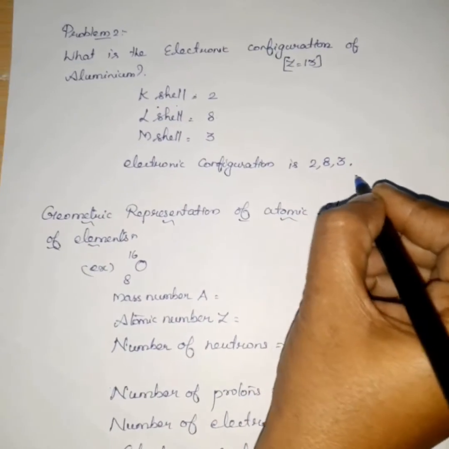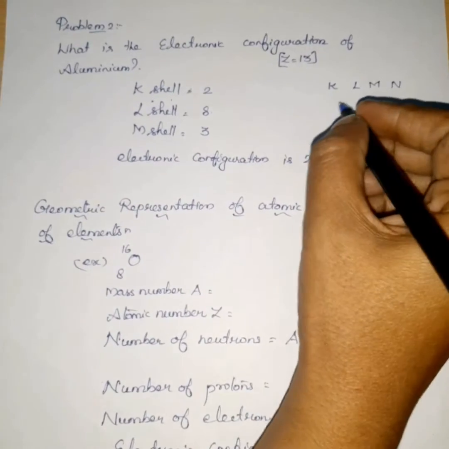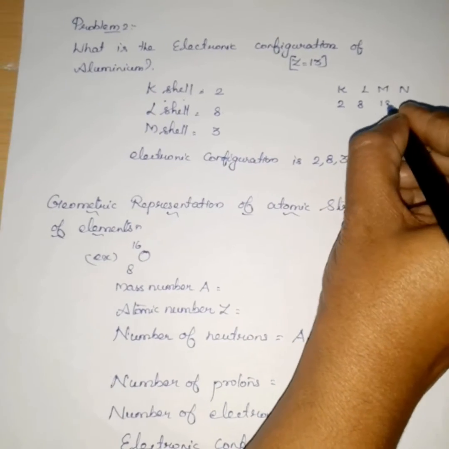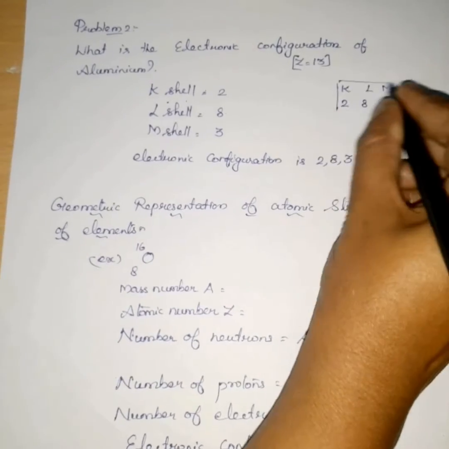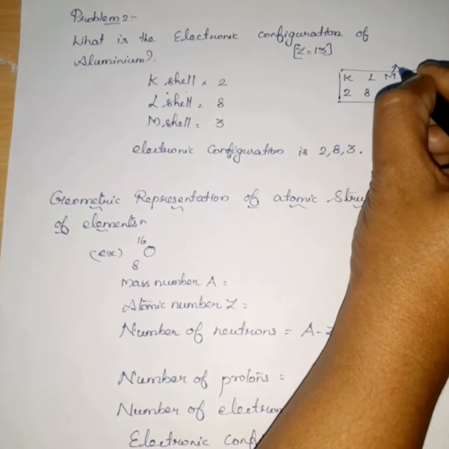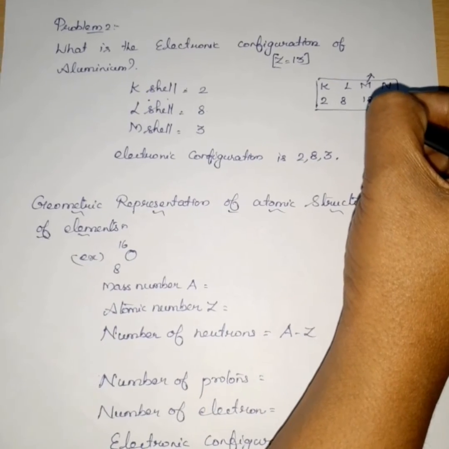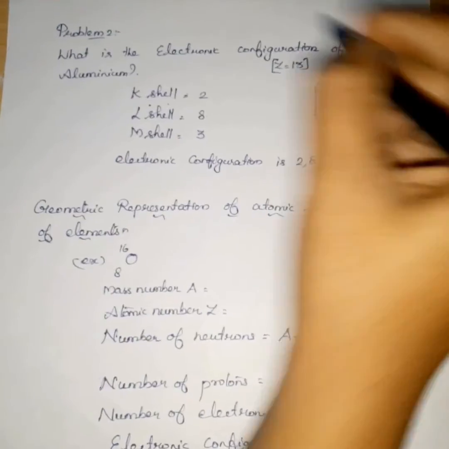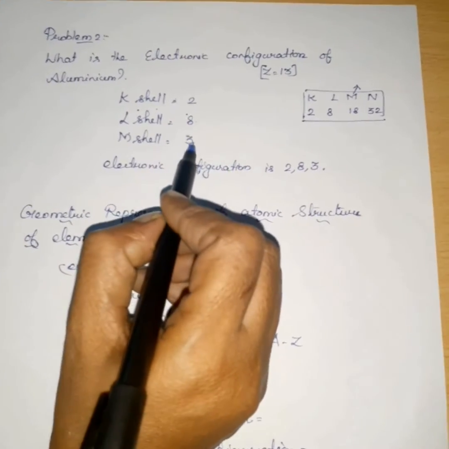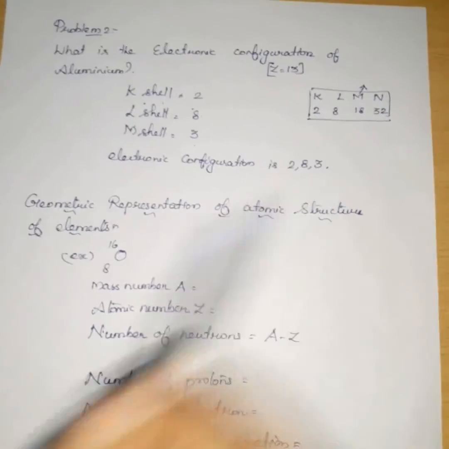2, 8, 3, because K, L, M, N. The K shell is 2, next one 8, next one 18 and 32, as you are studying. Here in the third shell, M shell only, very important: the outermost shell of an atom cannot have more than 8 electrons. So K shell 2, L shell 8, remaining 8 plus 2 is equal to 10, and remaining 3. So the electronic configuration is 2, 8, 3.